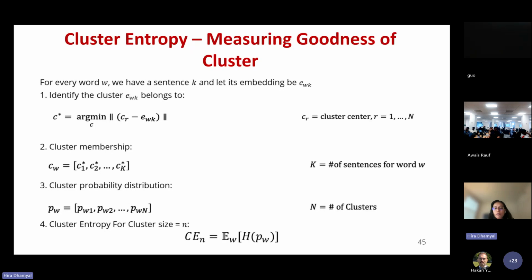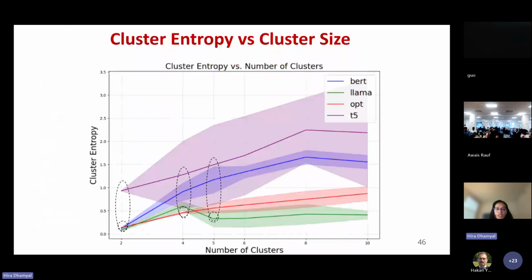And then finally, for a given cluster size n, you can imagine we set the size to 2 or 3 or 5, and we ask, what is the cluster entropy when the cluster size is set to 5? We study this entropy basically to discover what is the best cluster size in our case. And these are the results that we get.